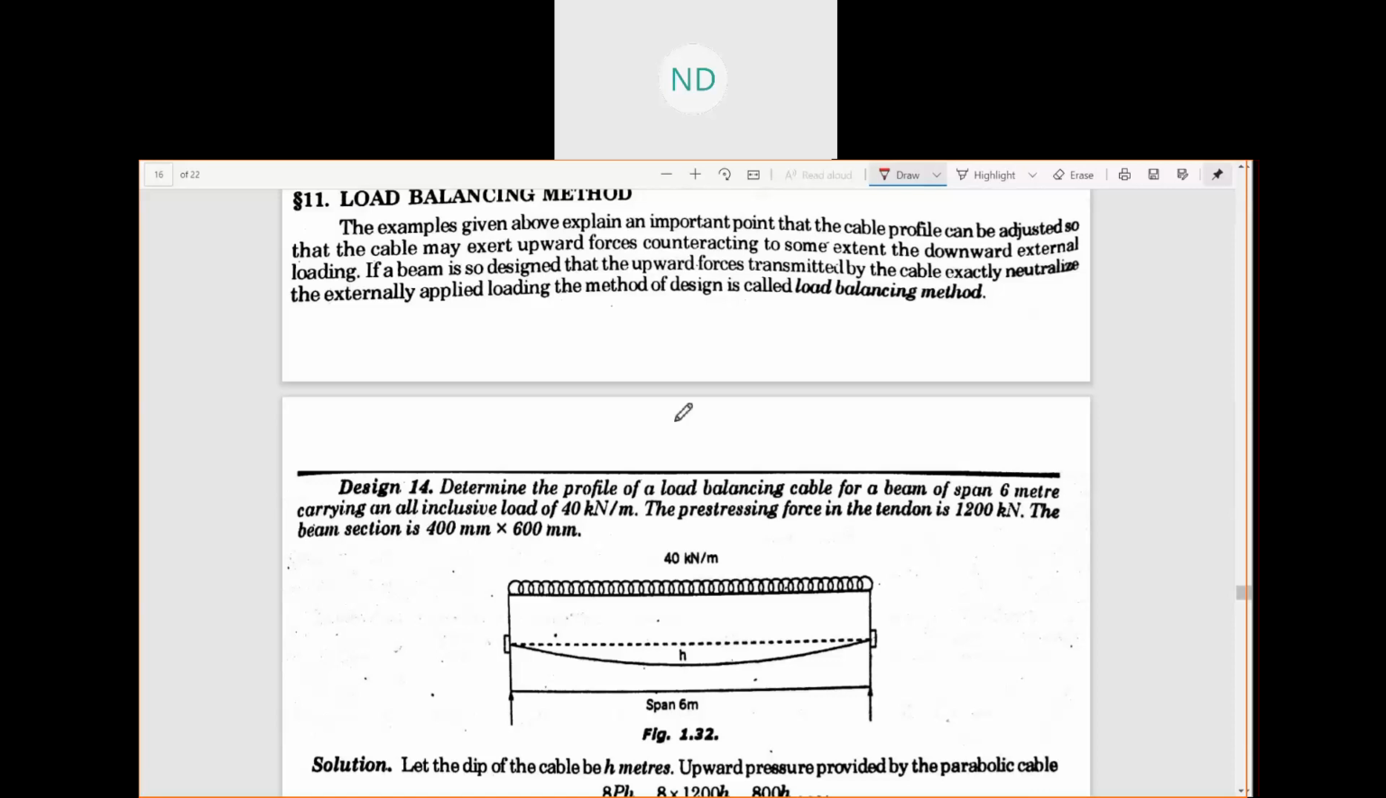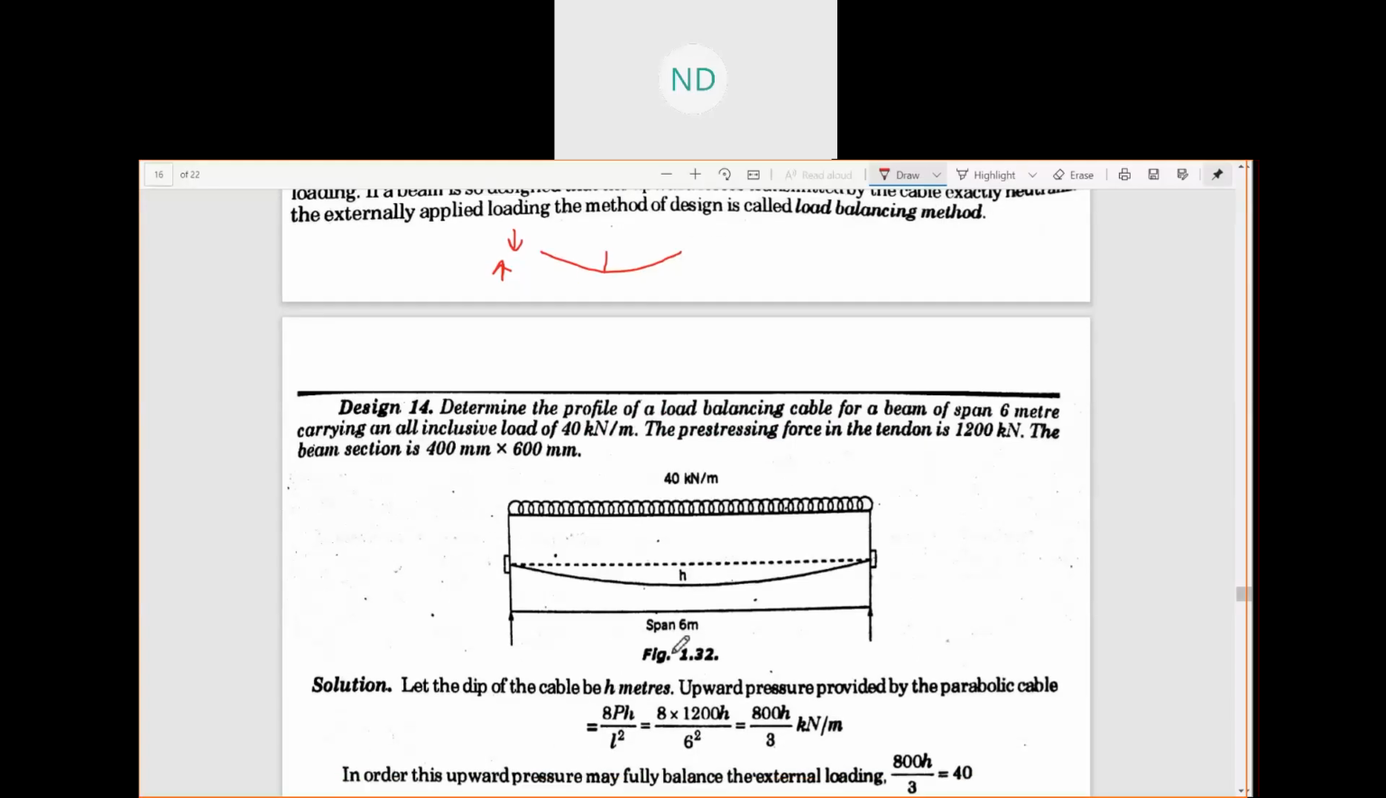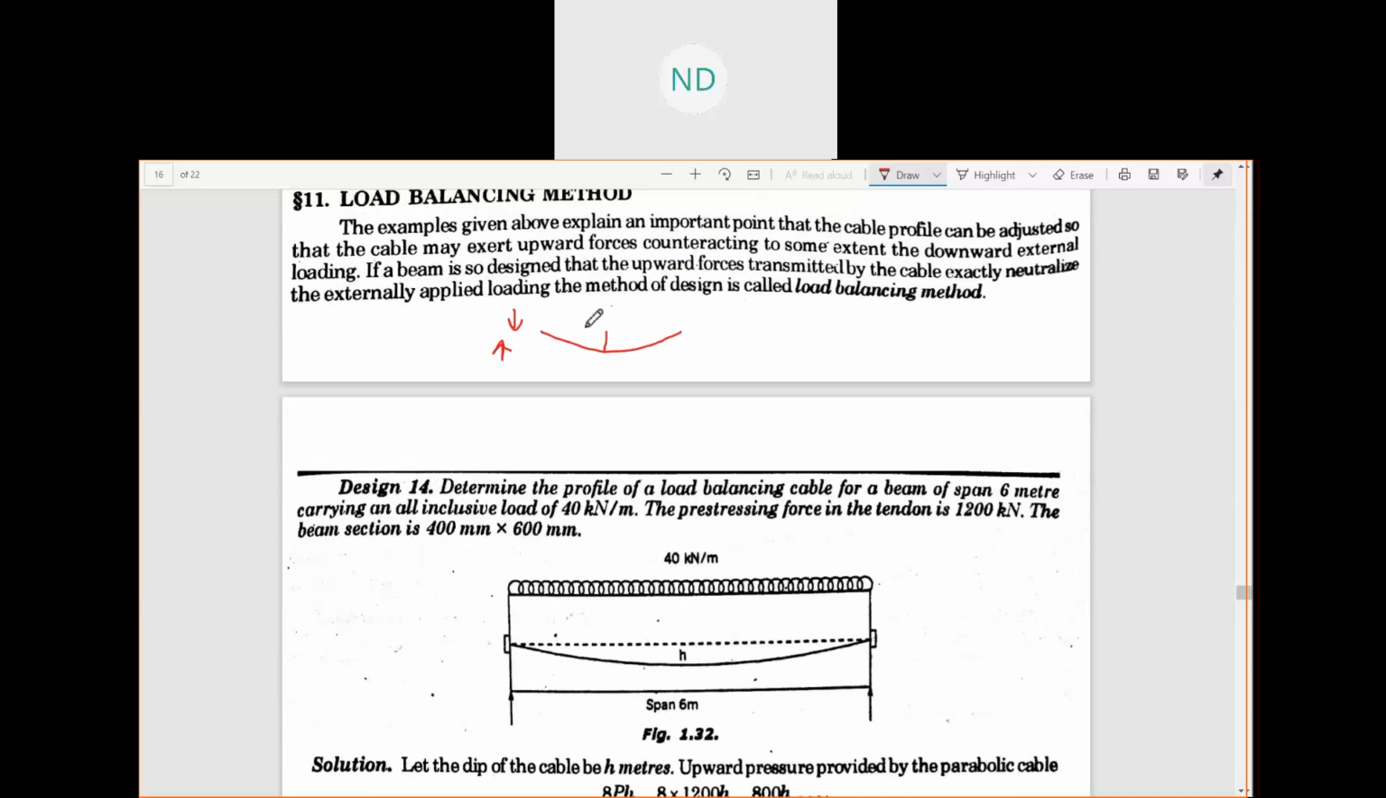Sometimes when we want to neutralize our loads completely, that is, suppose a downward load, I think I have discussed with you that if we want to neutralize completely the downward load with the upward load, then we have to know how much dip we have to provide, because to neutralize these two, you have to equate them. We'll assume the upward load and the downward load to be equal. The upward load in a parabolic profile was 8PH by L square. So when we are trying to completely neutralize the loads, we equate these upward and downward loads.